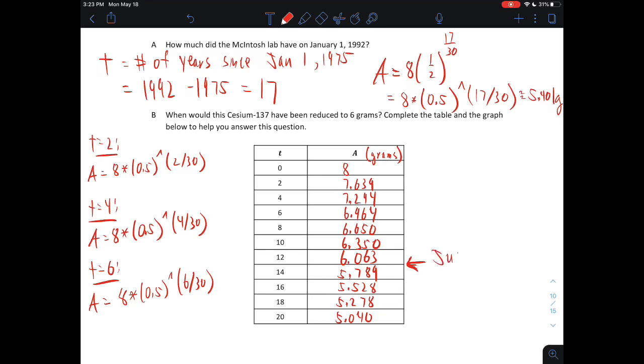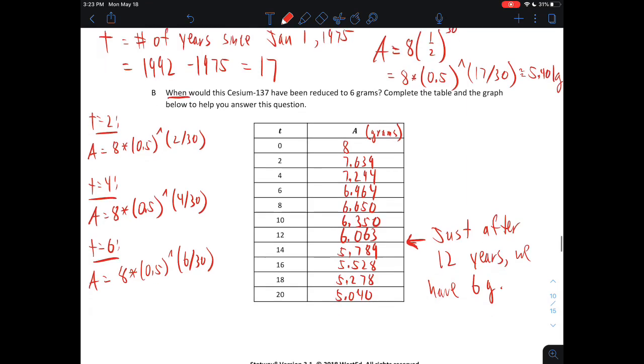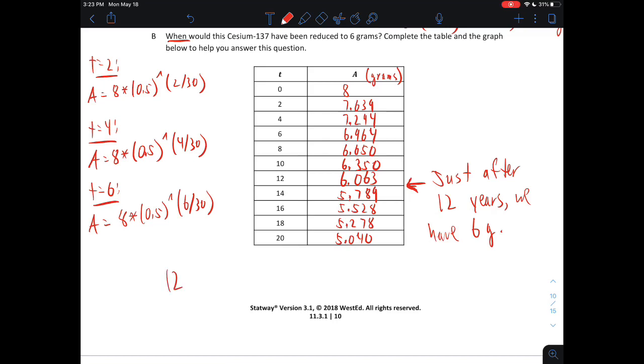So just after 12 years, we have 6 grams. So what year is that? Because they ask when. 12 years after 1975 is 1975 plus 12 years. That's 1987. That's the answer.